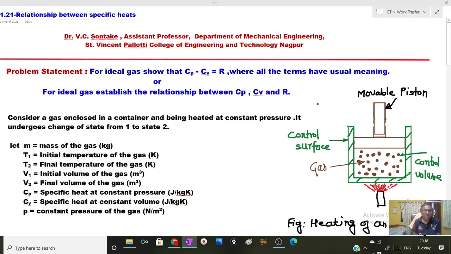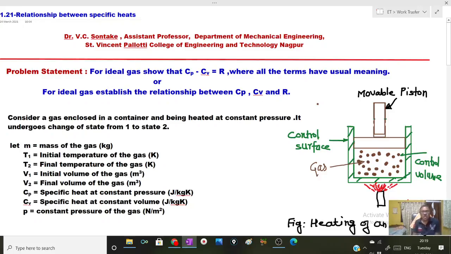The problem statement is like this. For an ideal gas, show that Cp minus Cv is equal to capital R, where all the terms have usual meaning. Cp is specific heat at constant pressure, Cv is specific heat at constant volume, and capital R is characteristic gas constant. Or, for an ideal gas, establish the relationship between Cp, Cv and R.